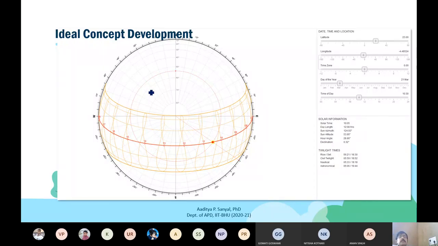On this side, you have the sunpath diagram. It shows you how the sun is moving, what is the location at different times of the day. Here probably, okay, this is the south side. This is the northern side. Good.